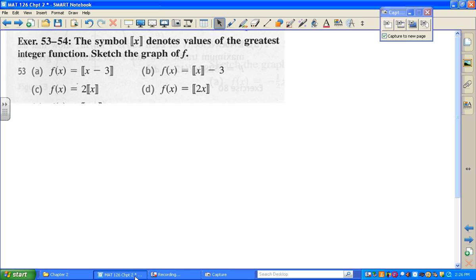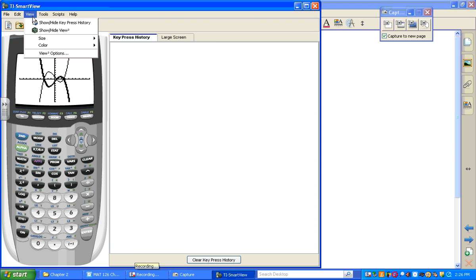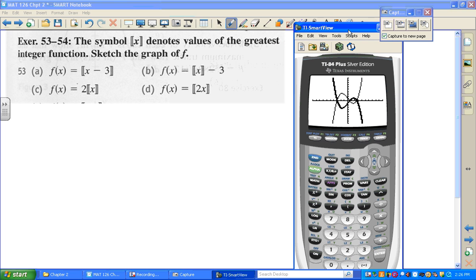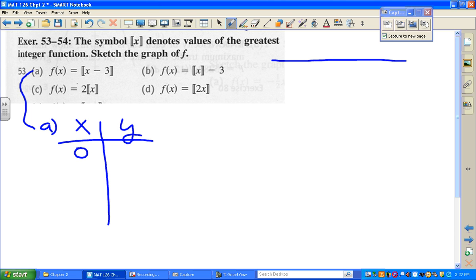Yeah. Those brackets mean the greatest integer function. What that means to you is, if I have x and y, okay? If I put in 0 for x, negative 3 is bigger than what integer immediately to the left? What integer is immediately to the left? Negative 4. So if I put 0 in for x, I'll get out negative 4.